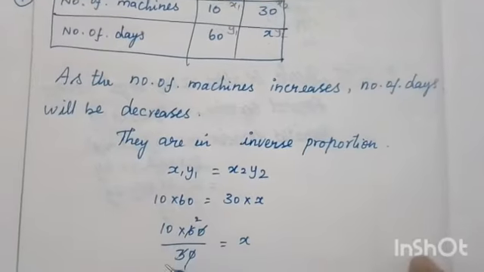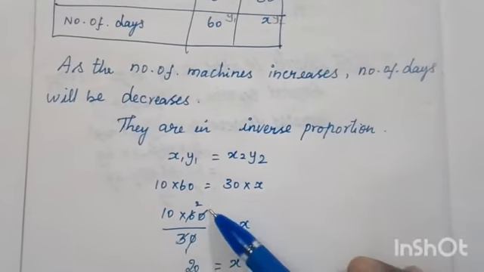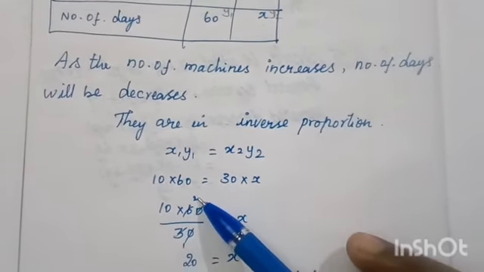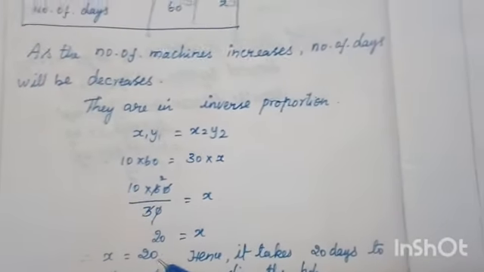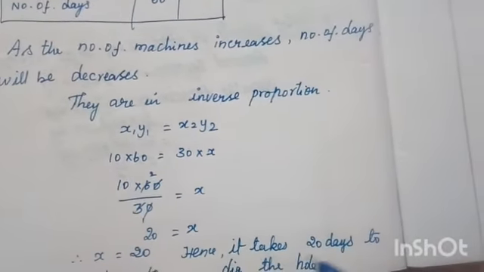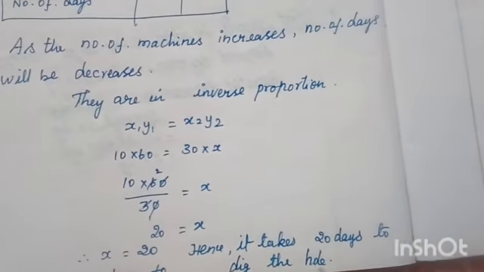This 30 is transposed to this side. 0, 0 cancel, 1 3 is 3, 2 3s are 6. So 10 into 2, 20. 20 equals x. So x equals 20. So hence it takes 20 days to dig the hole.